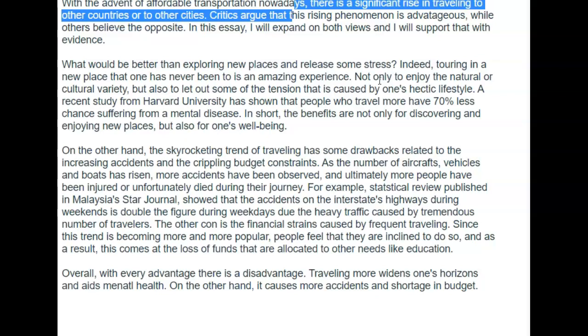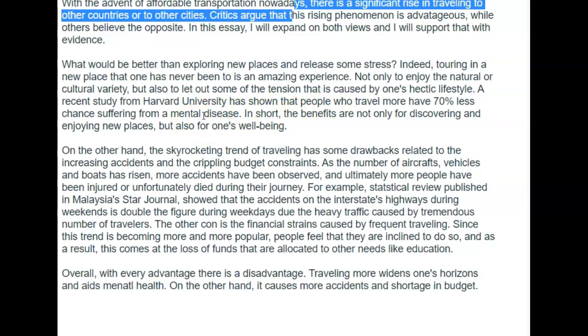Okay, so moving on. A recent study from Harvard University has shown that people who travel more have 70% less chance of suffering from a mental disease. In short, the benefits are not only discovering and enjoying new places, but also one's well-being.